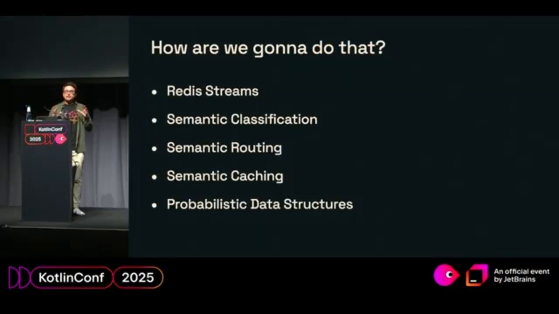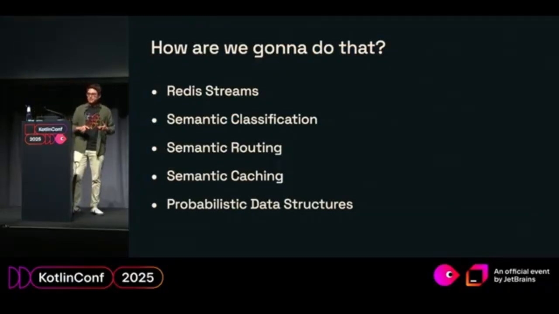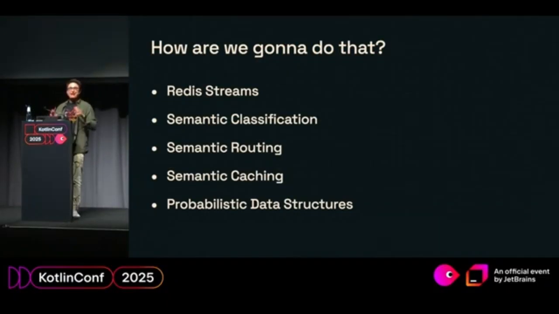And how are we going to do that? By leveraging some stuff, such as Redis streams, semantic classification, which is a technique using vector similarity search, semantic routing, which is also a technique using vector similarity search, semantic caching, that is also a technique using vector similarity search. And finally, if we have time by the end of the presentation, I'm going to dive a little bit superficially into probabilistic data structures, which are great for huge data streams like the one that we're going to be consuming from Bluesky today.